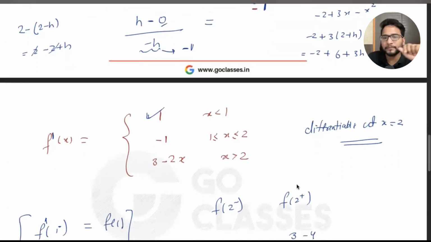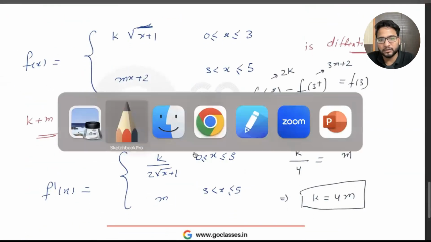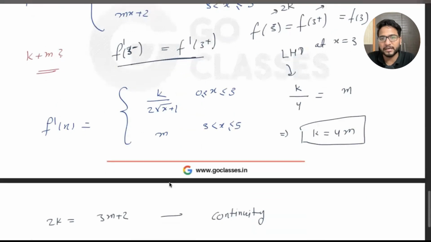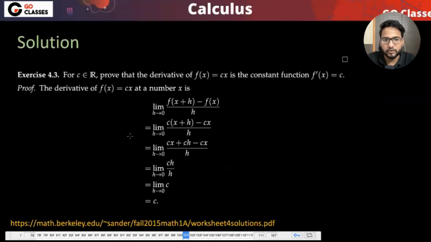So what is the short trick? Okay, basically there is something wrong here, and I will tell you what is wrong. What you can do is directly differentiate and then check whether the function is differentiable or not. Okay, so maybe let's do one question, the same question, and then I will come back to this particular slide again.